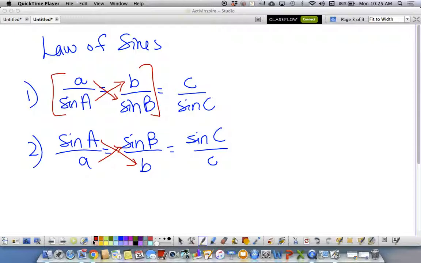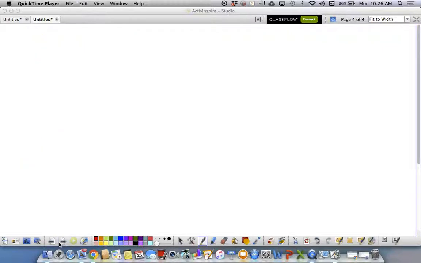Okay, let's do another problem. This is the law of sines. It is wonderful and it is easy. Okay? Let's be happy with knowing the law of sines.